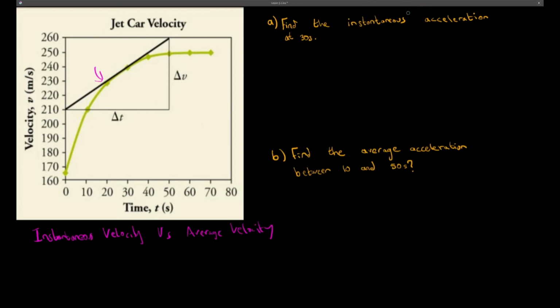So for this question, it's asking to find the instantaneous acceleration at 30 seconds. Now the tangent line is always going to be drawn for you if they ask you about it, because everyone can have a different tangent line. Like you can draw like this or draw like that. The tangent line can differ, so that's why they will have it given to you already.